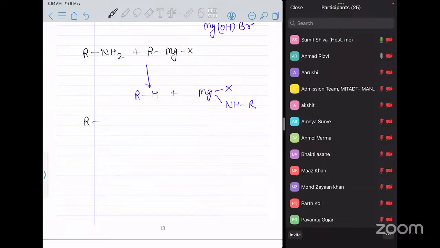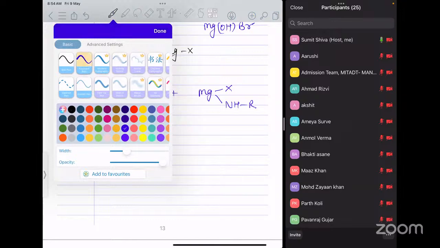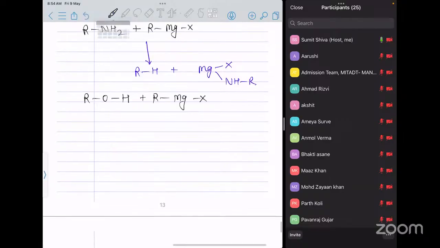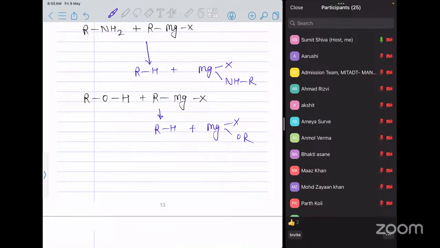So RMgX can also react with alcohol, because in alcohol again we have active H in the form of OH. So this will be ROH, and if you treat it with RMgX, again this will give what? This will give RH plus MgX with OR. Understood? So this is the reason RMgX is very important.